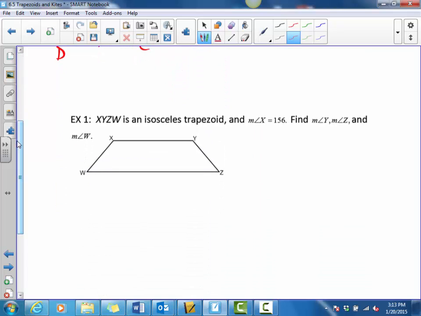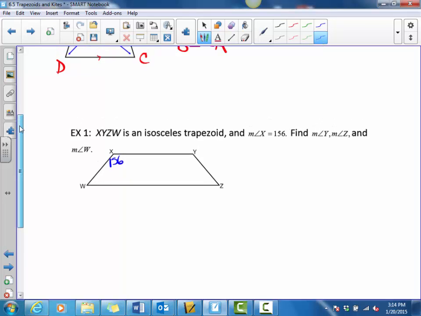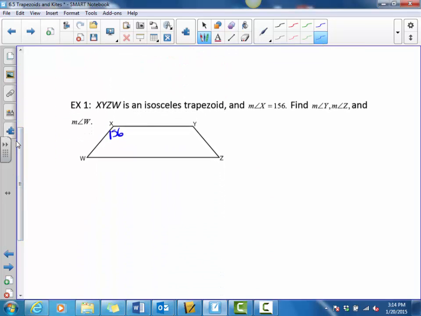So knowing that, I have trapezoid X, Y, Z, W, and it's an isosceles trapezoid. The measure of angle X is 156. Well, I just learned from theorem 615 that if angle X is 156, angle Y is also 156. I don't know what the measure of angle W or angle Z are, but I know that they're the same, so I'm going to call them both x. Now, I know since this is a quadrilateral, the sum of the interior angles is 360, so I can write an equation.